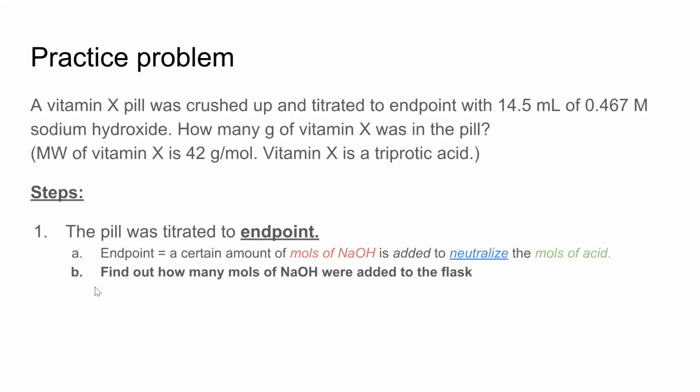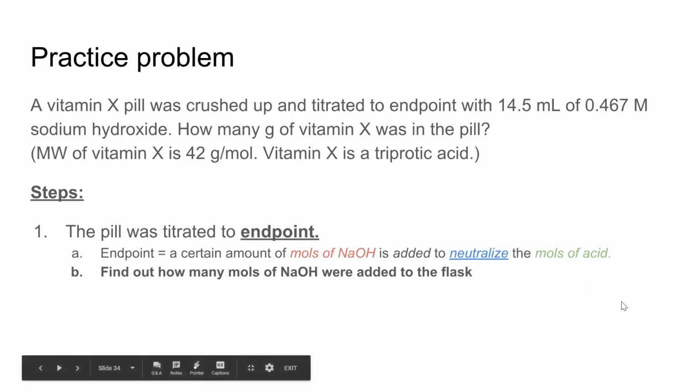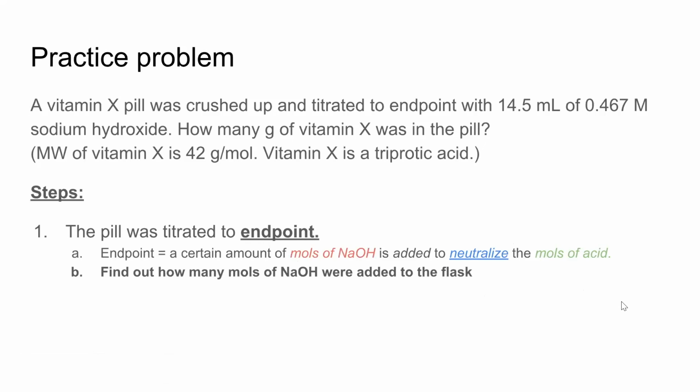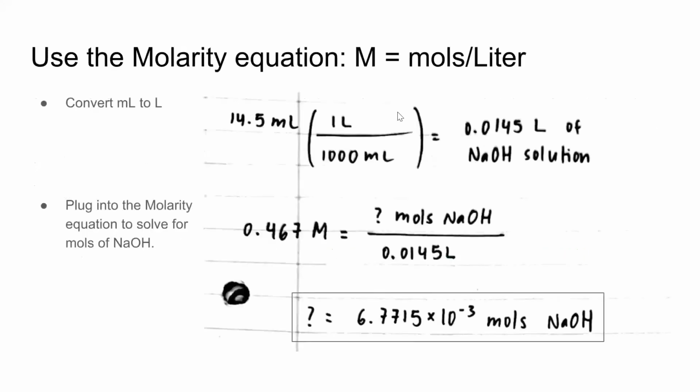So to start, we should figure out how many moles of NaOH were added to the flask. Because if you drew a picture of this, our flask will have the vitamin X in it, and inside our burette, which is like that long pointy dropper, we're gonna turn it, and then it's gonna drip down some NaOH into the flask. So since we know the volume of NaOH and the molarity of NaOH, we can just plug this into our equation for molarity and solve for moles of NaOH.